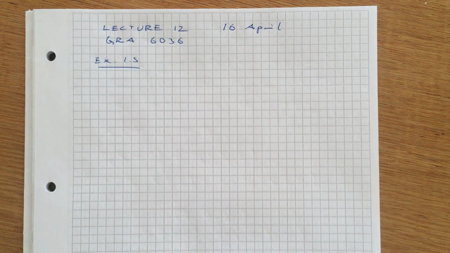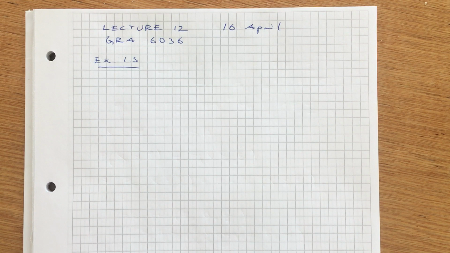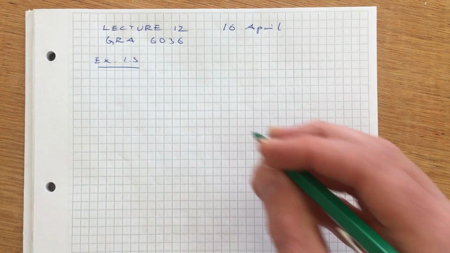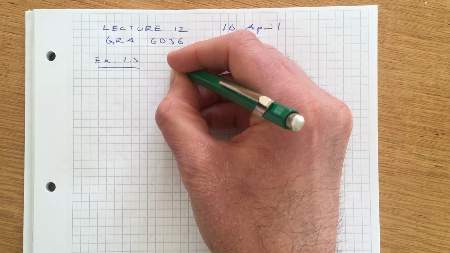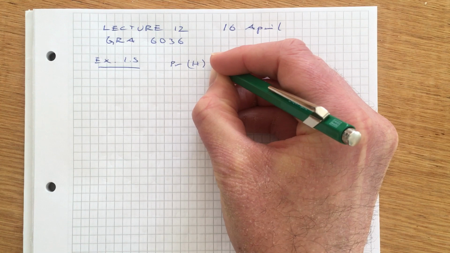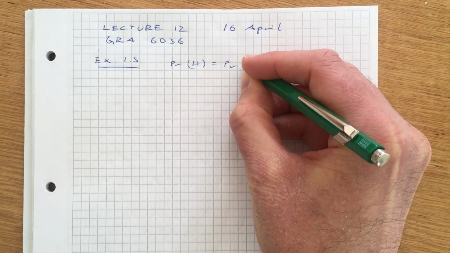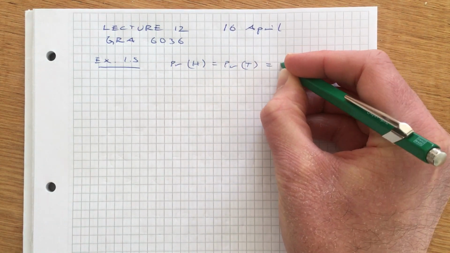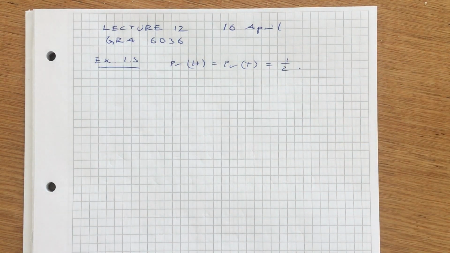So this is exercise 1.5, which is called Is My Coin Fair? The point is that we have a coin, and we think it is fair, but we're not sure, and we want to use statistics to test whether or not we should think that the coin is fair. By a fair coin, we mean a coin where the probability of getting heads is the same as the probability of the coin landing tails, equal to 1/2.